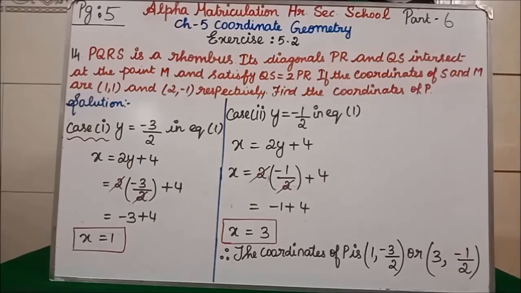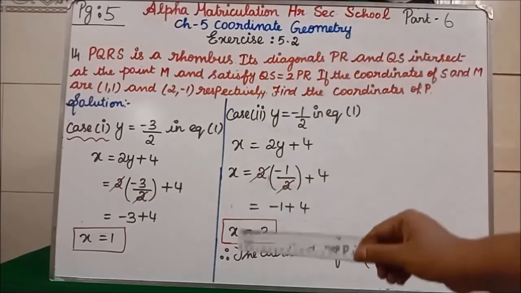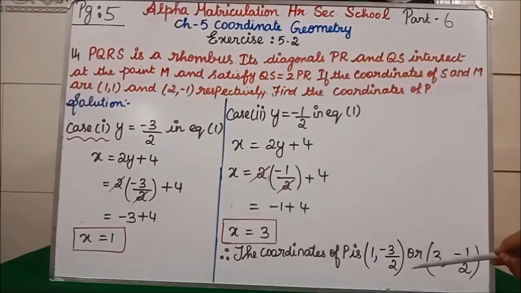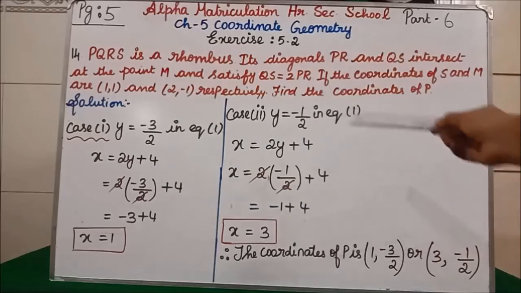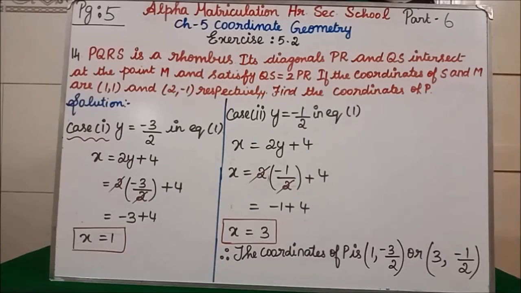Clear? When we are getting x equal to 1, by that time what is our y value? y equal to minus 3 by 2. So we are writing, therefore the coordinate of P is when x is 1, y is minus 3 by 2, or when x is 3, y is minus 1 by 2. So among these two, any one value we can take for the coordinate of P. That only they were asking us to find in the question. Clear students? With this footprint problem we are completed. And also we have completed the exercise 5.2.